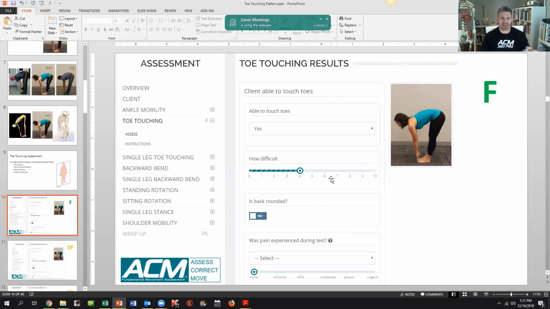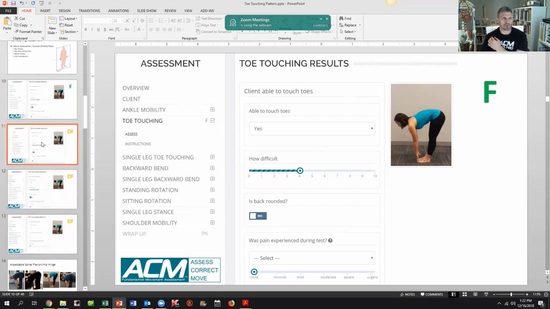It's not authentic. It doesn't happen naturally. They have to really force it. So we threw that little nuance in there to take a little subjectivity out of this, but the answer being yes or no, yes, they can. Difficulty wise, it's a 4. The computer knows that that's okay, and they don't round their back. It becomes a functional movement, and it always ends up toe touching as an F on the side over here and under the assessment line.